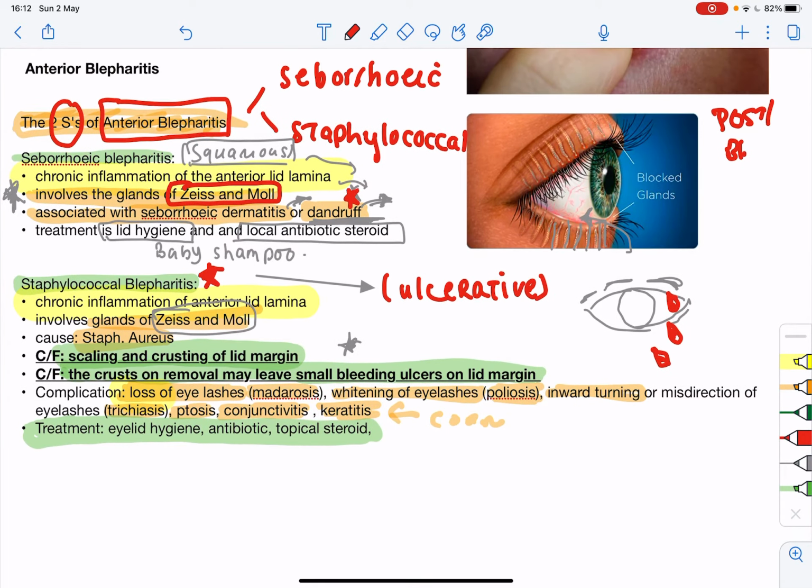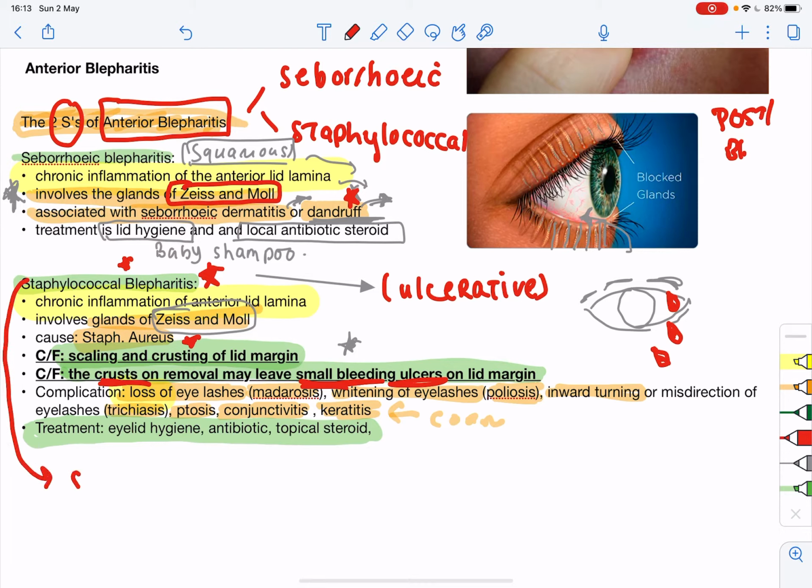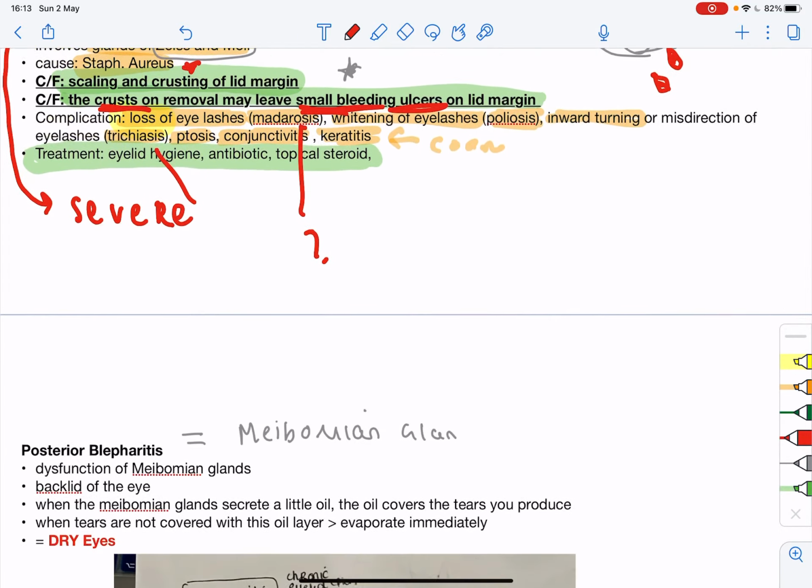Now, what was important for the nature of the crusting in the Staphylococcal blepharitis? What was important was that upon removal, the crusts may bleed. There may be small bleeding ulcers. Before that, you would have scaling and crusting of the margins. The Staphylococcal one can have severe complications like poliosis, whitening of the eyelashes. What did it mean by madarosis? Loss of eyelashes. What did it mean by trichiasis? When the eyelashes turn the wrong way around.